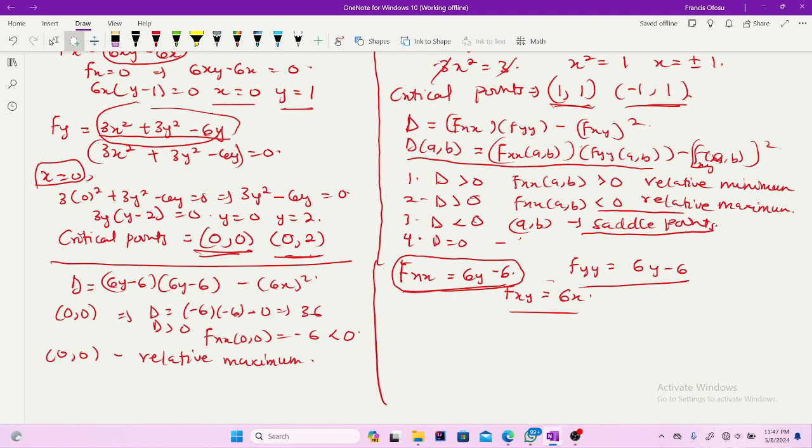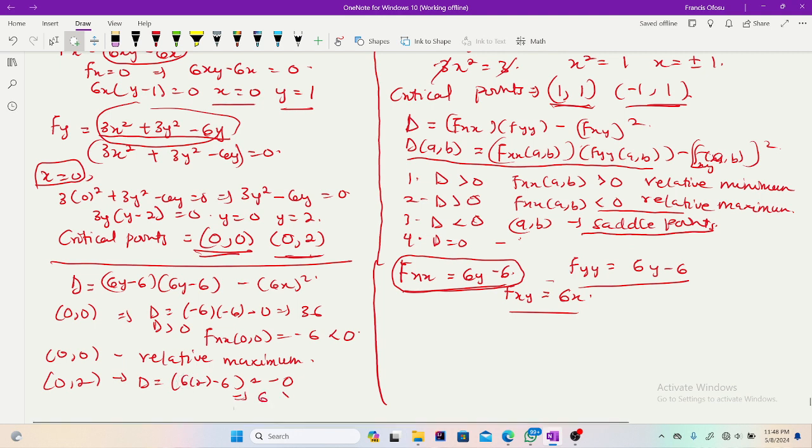Then our next critical point is (0, 2). Okay, (0, 2). So quickly, our d will be, when I put my y is 2, equal to 6 multiplying 2 minus 6, all squared, minus 6x squared. My x is 0, so that place will be 0. So my d is simply equal to 6 times 2, 12 minus 6 is 6, and it's greater than 0.